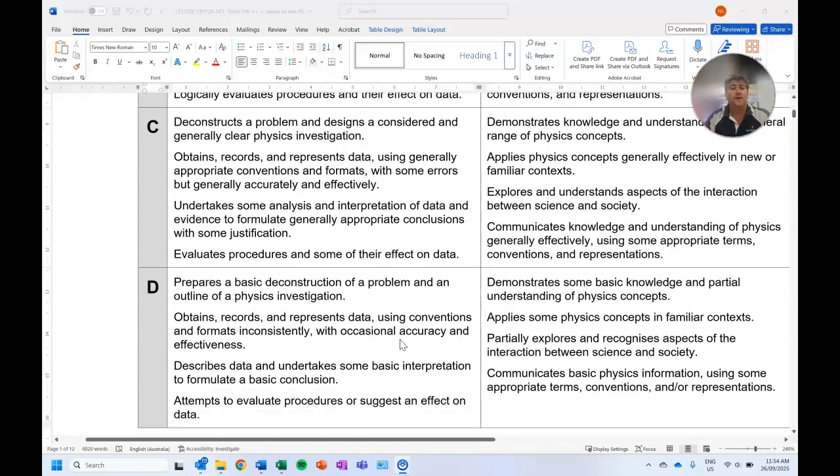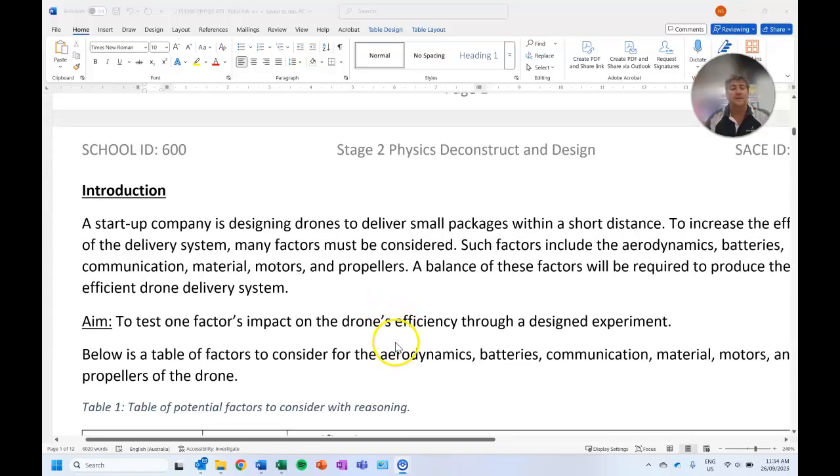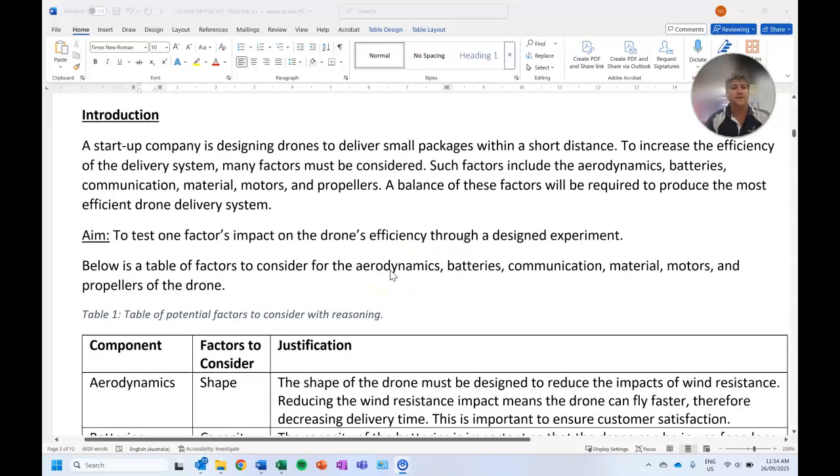So now what I'm going to do is scroll down to where this student has actually started presenting. The first little bit here, I'll zoom out a tiny bit so we can see the whole thing. What he is doing is, I guess, identifying the problem. A startup company is designing drones to deliver small packages within short distances. To increase the efficiency of the delivery system, you could look at aero, batteries, communication, material, motors and propellers, and so on. The aim is to test one factor's impact on the drone's efficiency through a design experiment. So that's what we're looking at.